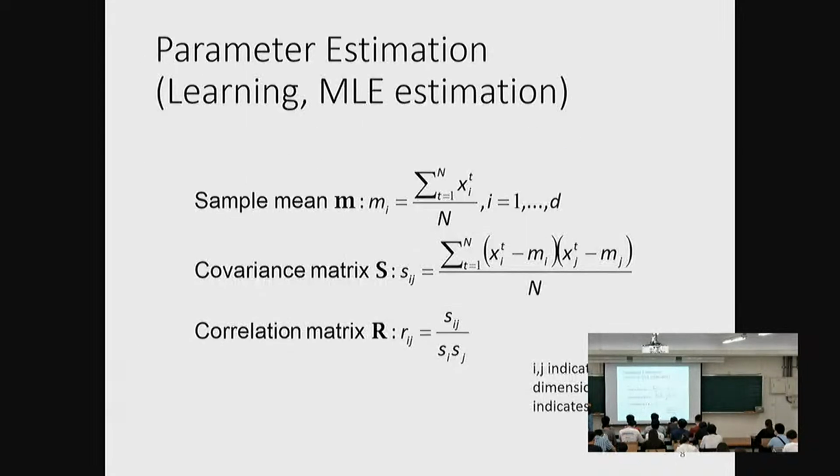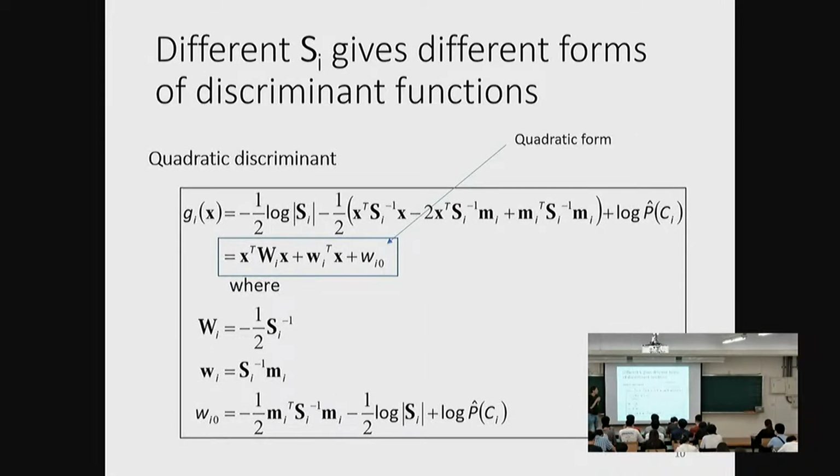All right, so again, you'll start to think about that. If we work out different Sigma_i, then it'll give a different form of that discriminant function. The complete form is this. We know it has one half log of something. We can rewrite this.